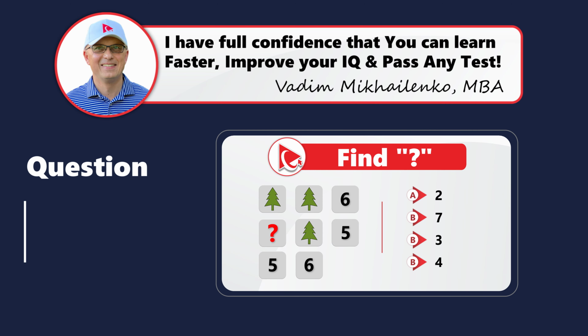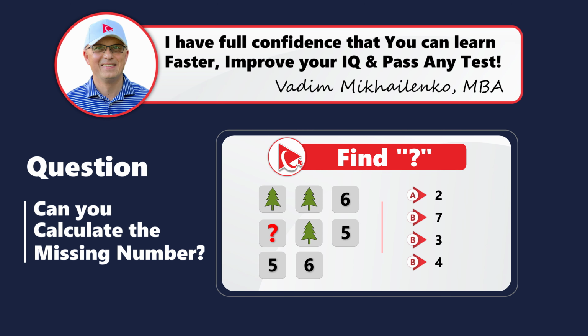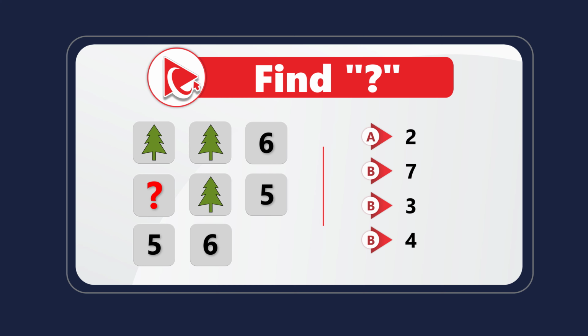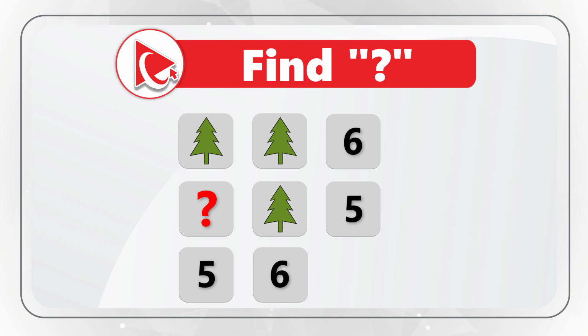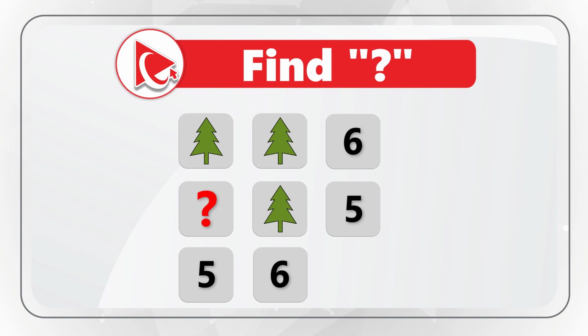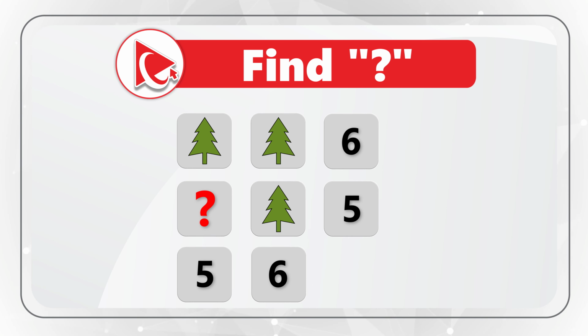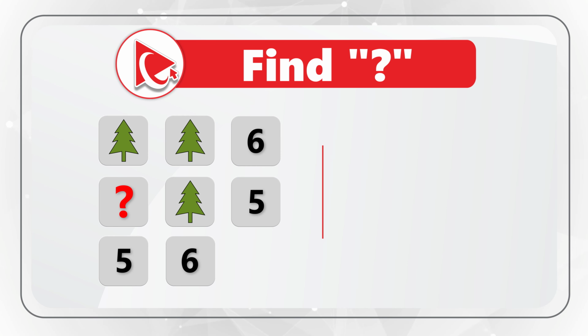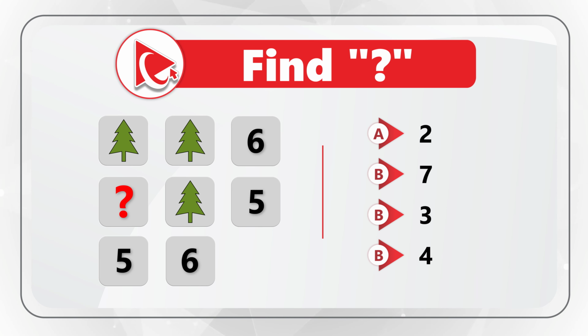Here's a phenomenal question where you need to find the missing number. You're presented with almost 3 by 3 shape, which contains evergreen trees, numbers, and the question mark. Based on what you see, you need to calculate the missing number, and you have 4 different choices. Choice A, 2, choice B, 7, choice C, 3, and choice D, 4.